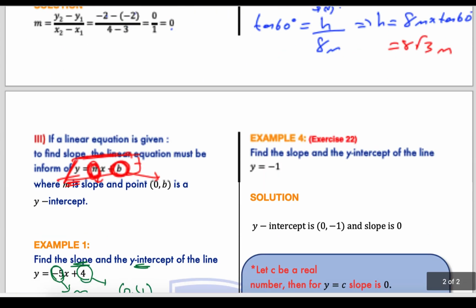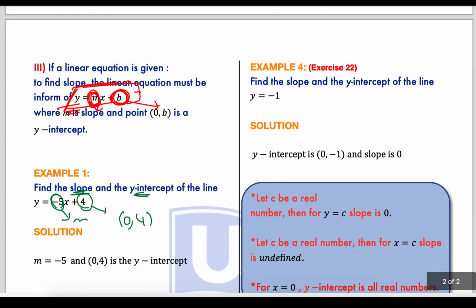Similarly, if an equation is y equals -1, what kind of line is that? It's passing through -1 on the y-axis, so it's a horizontal line. What can you say about the slope of a horizontal line? It is 0. And what can you say about its y-intercept? It is passing through -1 on the y-axis. So it is clear that (0, -1) is the y-intercept.